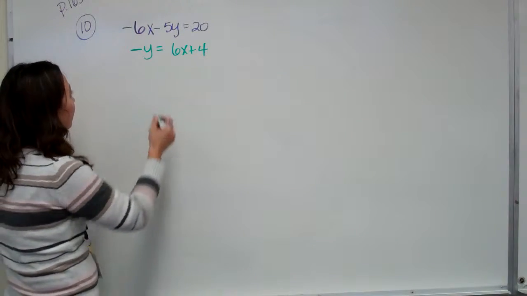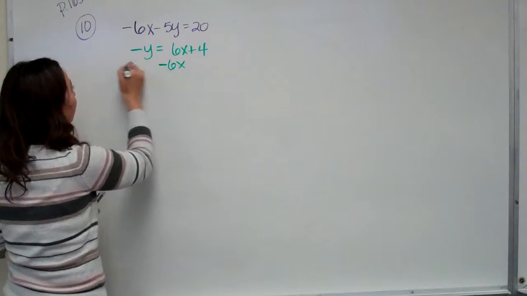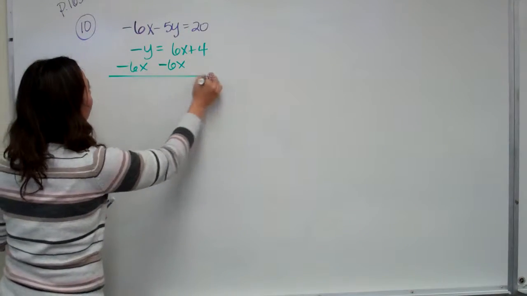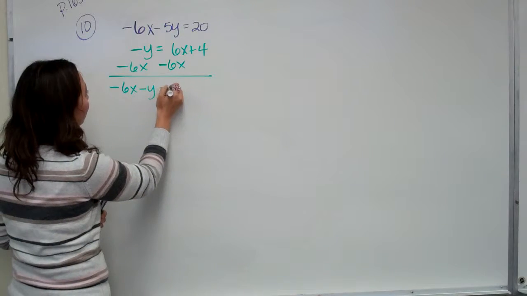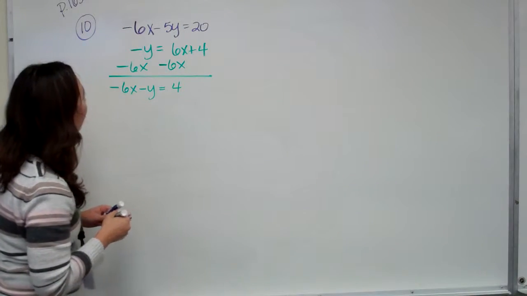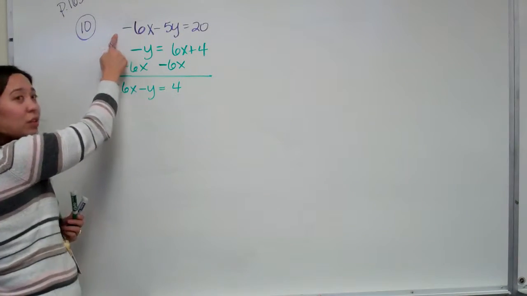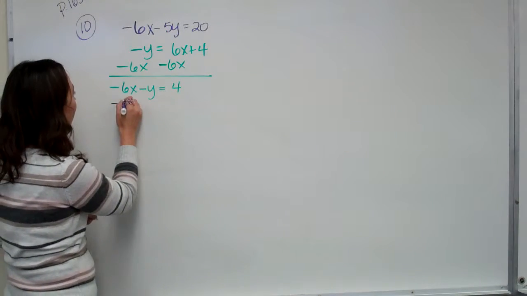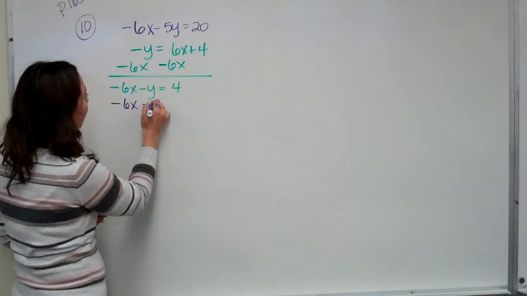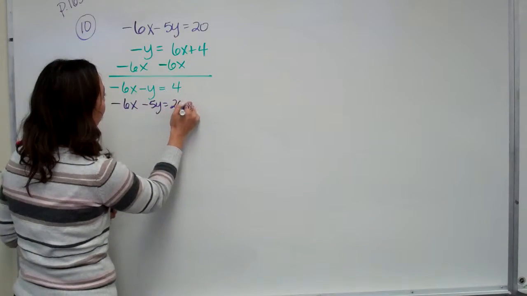So to do that, I'm going to subtract 6x from both sides. So minus 6x. When I do that, I get negative 6x minus y equals 4. Okay. Now I'm just going to line up this previous one next to this one so I can see if I have anything that will cancel out. Negative 6x minus 5y equals 20.